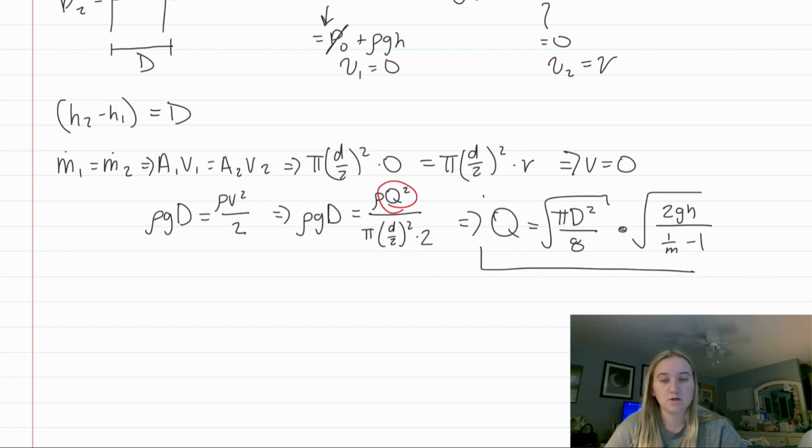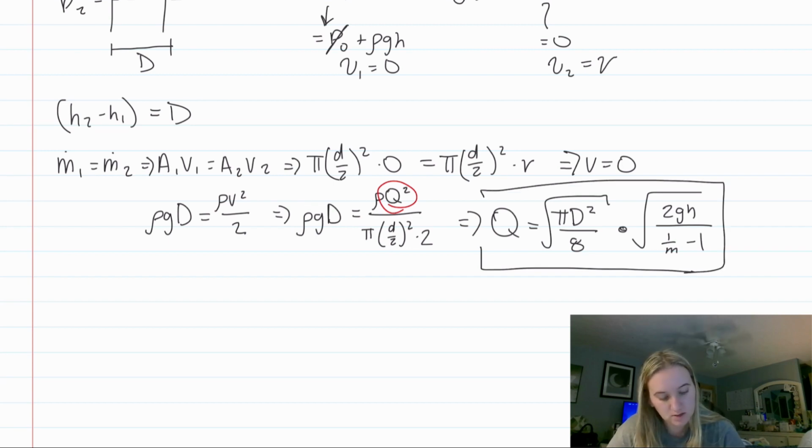So this right here is going to be our expression for the flow rate in terms of location of the ball, which is h, in the rotometer tube.